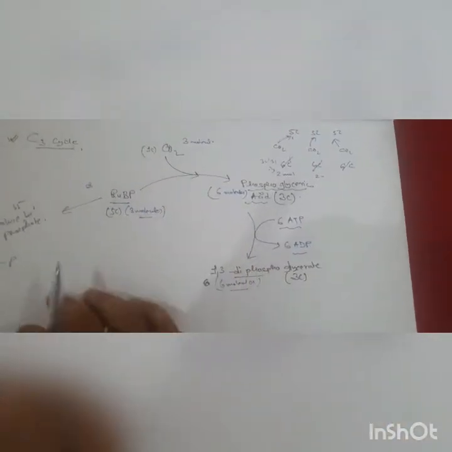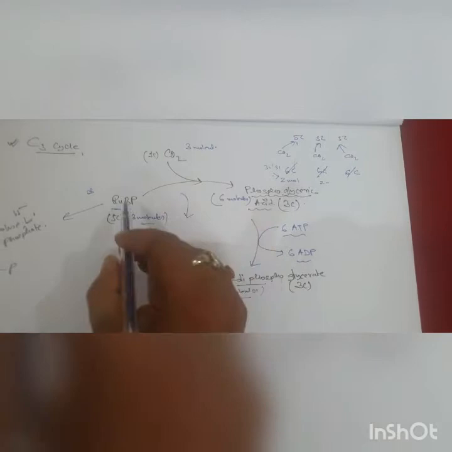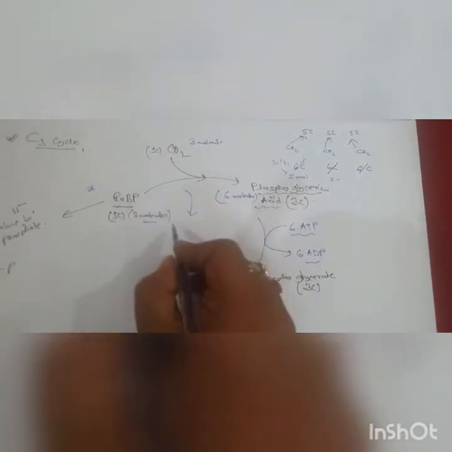Now this is the step. In the previous class I forgot to say that the enzyme which adds RuBP with CO2 is known as Rubisco.